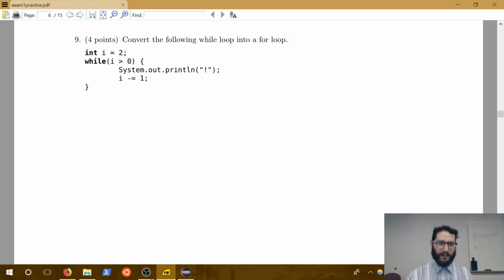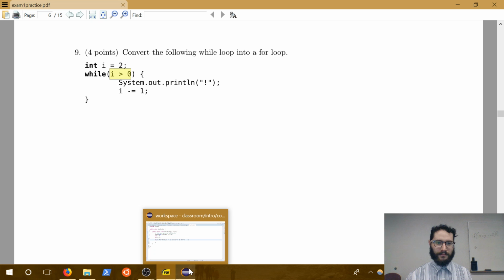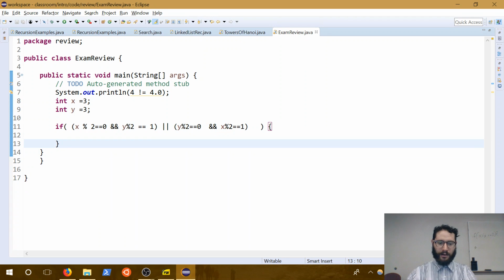All right. So convert the following while loop into a for loop. So here int i = 2, so that's your initialization statement for the loop. This is i is greater than 0, and i minus equals 1. So this one is pretty easy to convert.